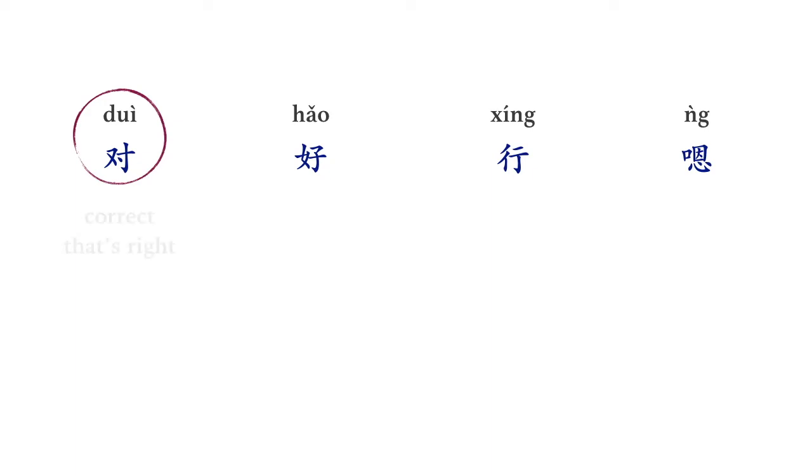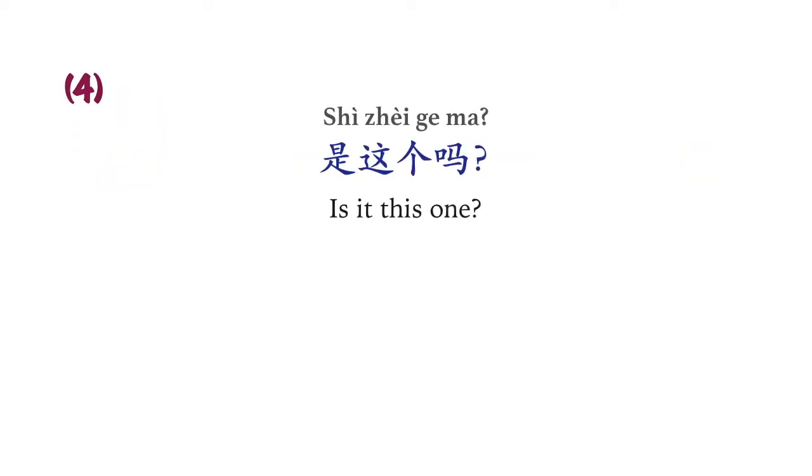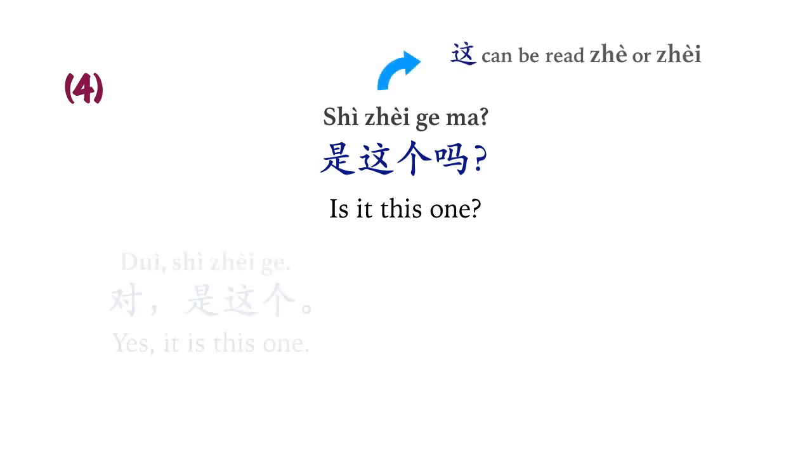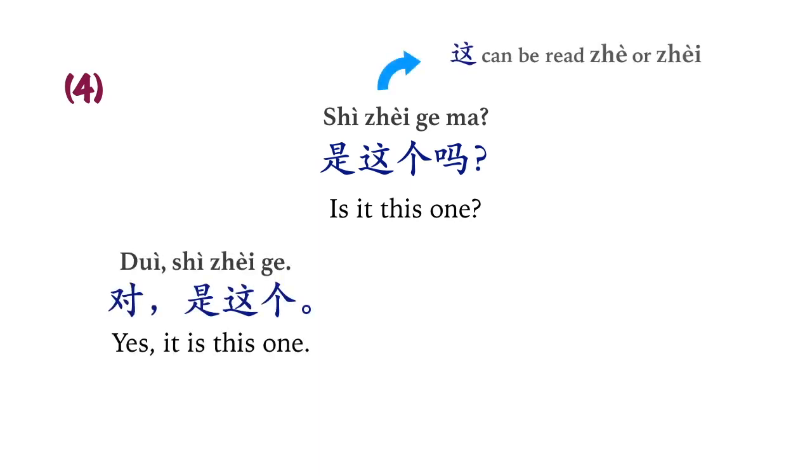对 This means correct. That's right. 是这个吗？对，是这个。In this case, because the question is it or is it not? So the answer can be copied from the question. You can say 是 as well.